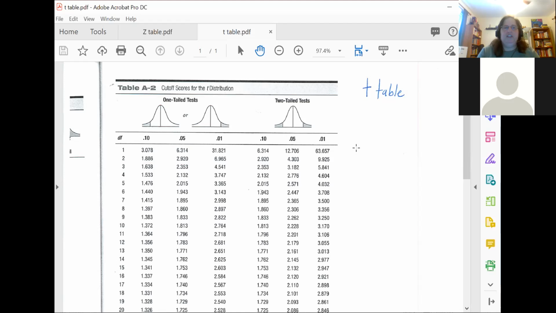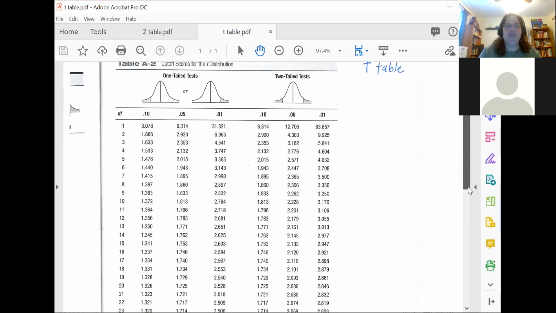So let's pretend for a second that this is a two-tailed test, 0.05 alpha. I'll use the same example as before. Sample 1 has an n of 12, sample 2 has an n of 10. We add the two together, we get 22, minus 2 gives us 20.